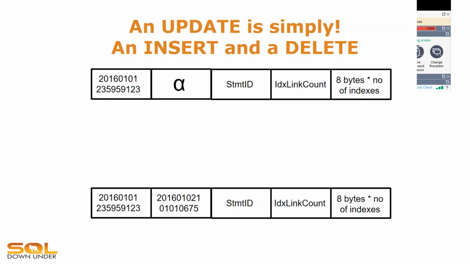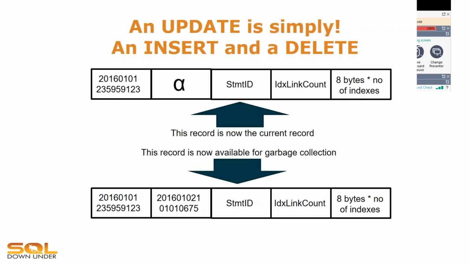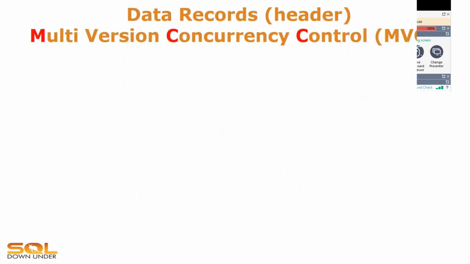If other people are using the previous record for other transactions, that's fine. It'll just hang around until basically no one else is using that record, and then it will be garbage collected. So the top one now becomes the current record, and the bottom one is available for garbage collection. This pattern is termed multi-version concurrency control, and as you can probably see, it's quite different from the traditional buffer pool model.